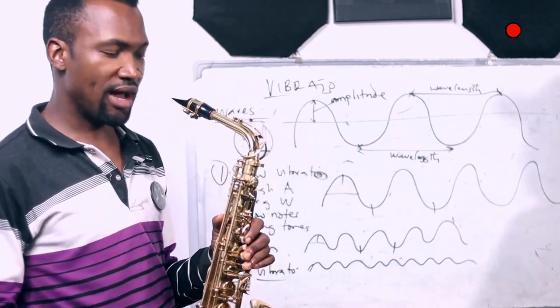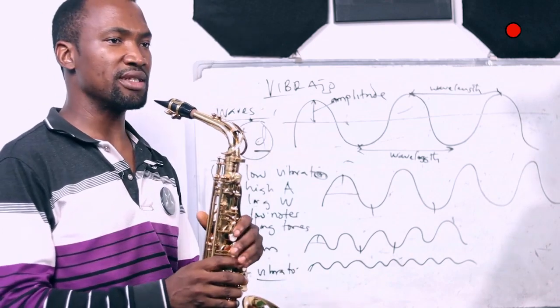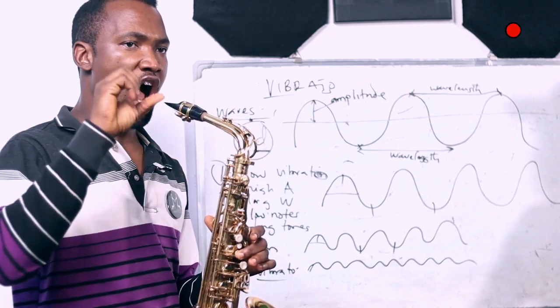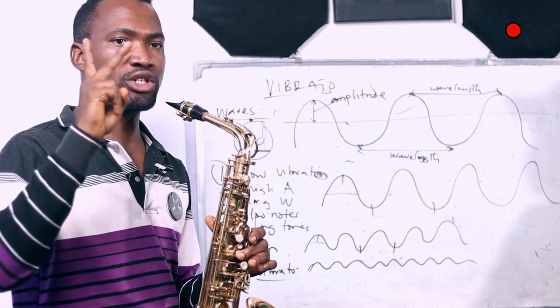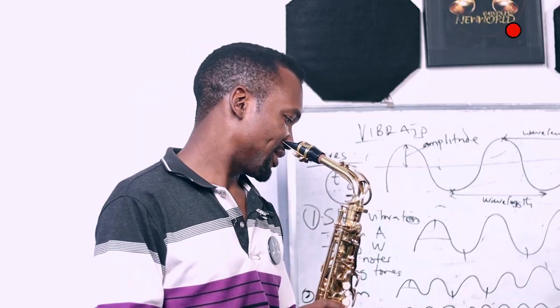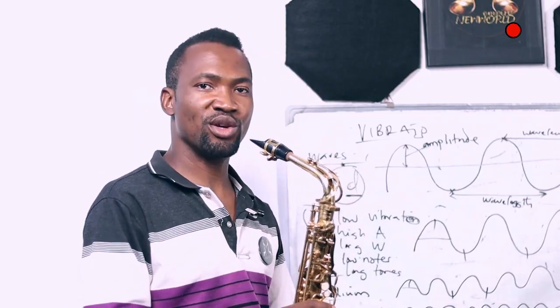Alright, so let's go ahead and practice with a metronome. I'm going to start from 60 and I'm going to go. Let's go. Tap. I'm going to go two times in one beat. So let's go, twice in one beat.